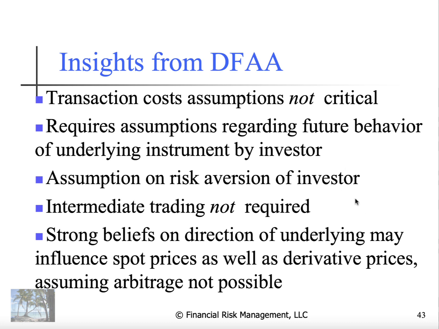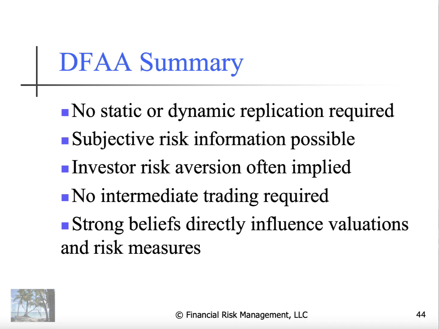Recall that with the cash flow adjusted approach, this intermediate trading was required. Strong beliefs on the direction of the underlying may influence the spot price as well as derivative prices, assuming arbitrage is not possible. And so the linkages remain, but the DFAA approach is primarily applied to underlying instruments like stocks and bonds. So in summary, there's no static or dynamic replication required. Subjective information is possible. Investors' risk aversion is often implied. We don't make any assumptions regarding intermediate trading. And strong beliefs directly influence valuation and other risk measures.